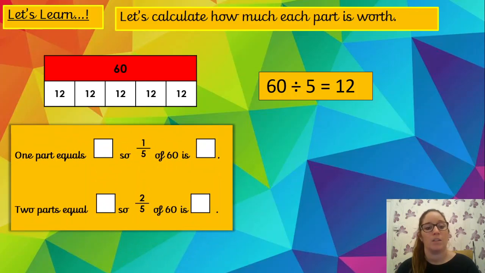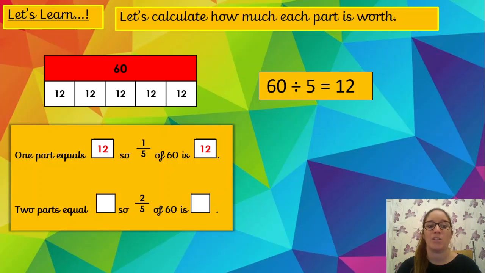Okay, so what is 1/5 of 60? What does 1 part equal? Okay, so we can see that we've got 1 part here because we've got 1/5. This is a whole, so these are 5/5, but 1/5 equals 12. So 1/5 of 60 is 12.